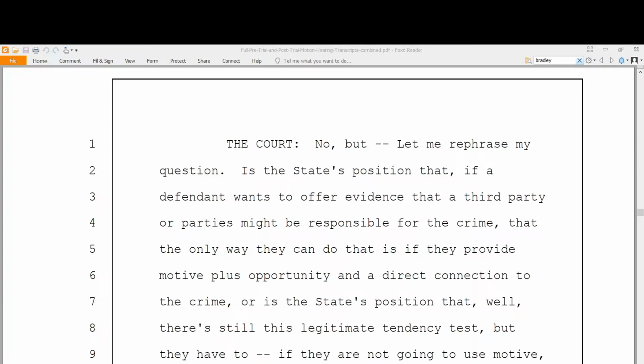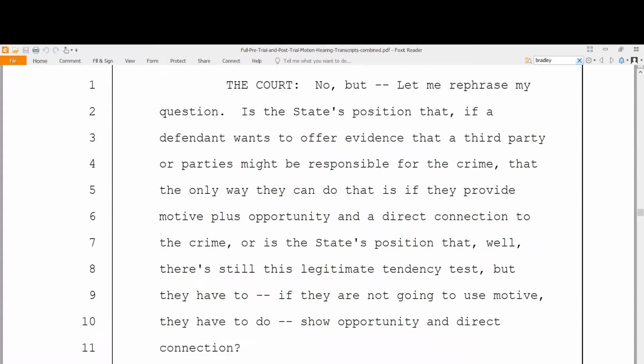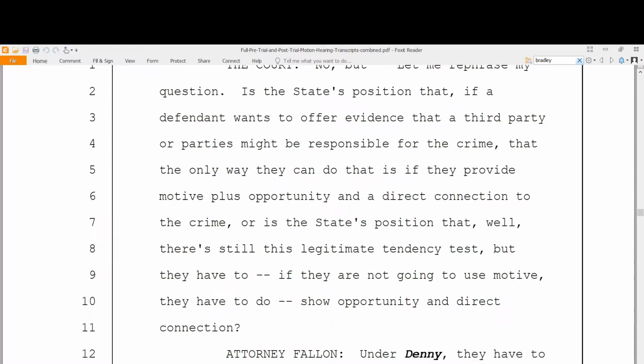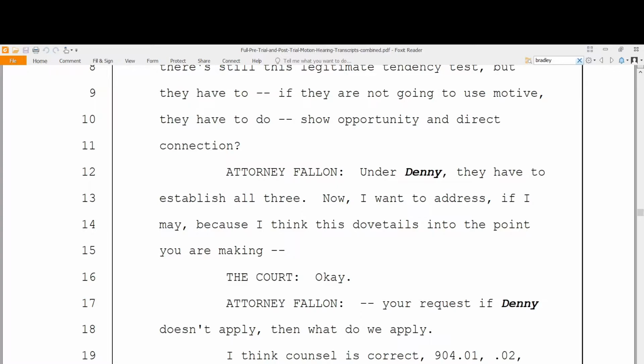The Court: No, but let me rephrase my question. If the state's position is that the defendant wants to offer evidence that a third party or parties might be responsible for the crime, is the only way they can do that to provide motive plus opportunity plus a direct connection to the crime? Or is the state's position that there's still this legitimate tendency test, but if they are not going to use motive, they have to show opportunity and a direct connection? Attorney Fallon: Under Denny, they have to establish all three.